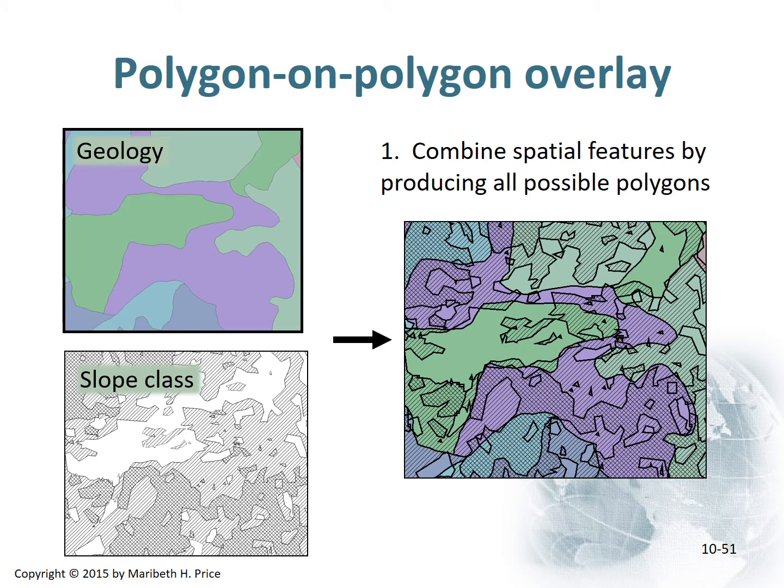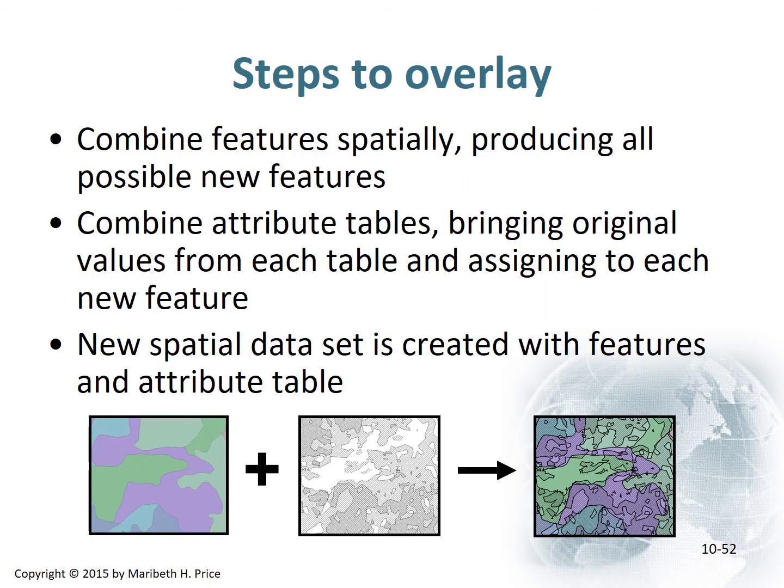Example of combining the two layers to get all the possible combinations to have an enforced one-to-one cardinality that then allows the attribute tables to be combined, so that for every possible fragment on that map, you now have information on the geology and the slope class.